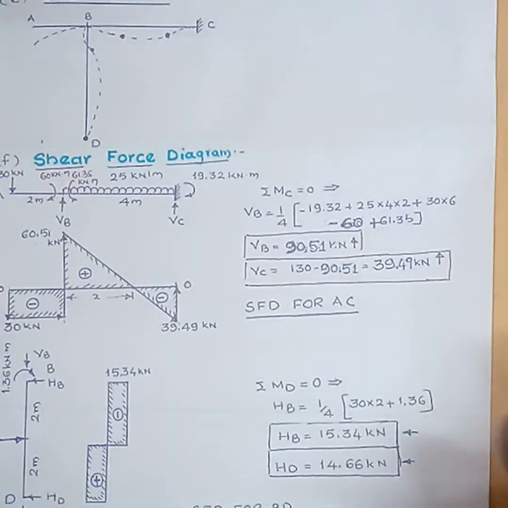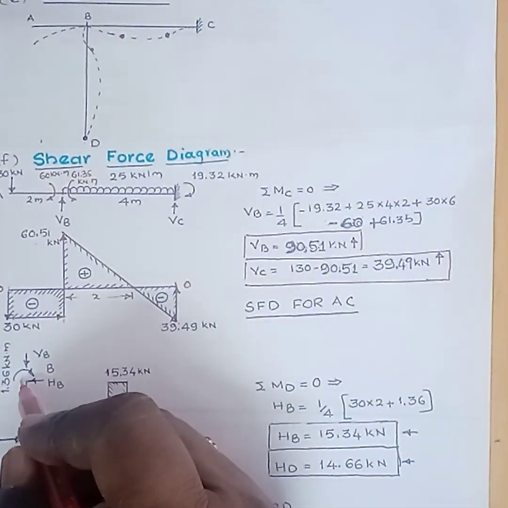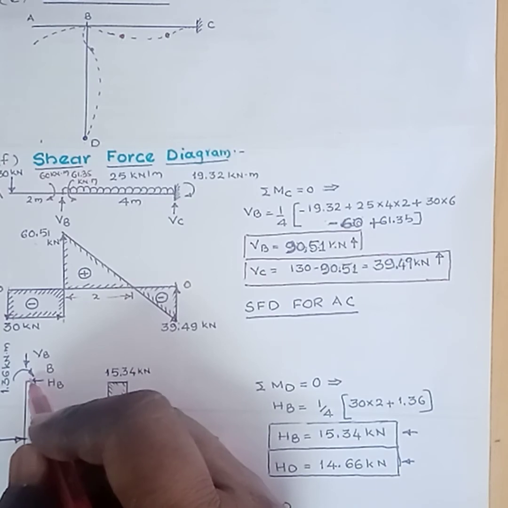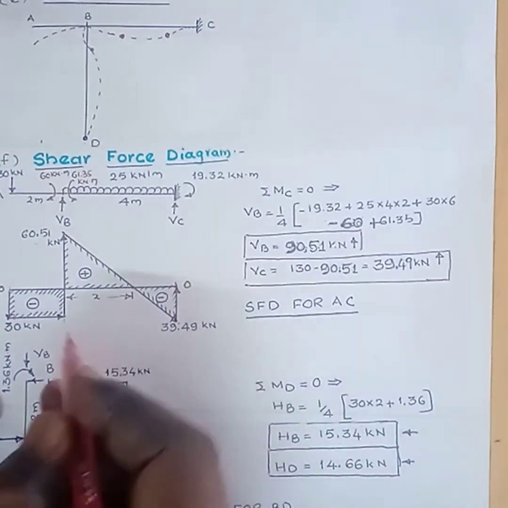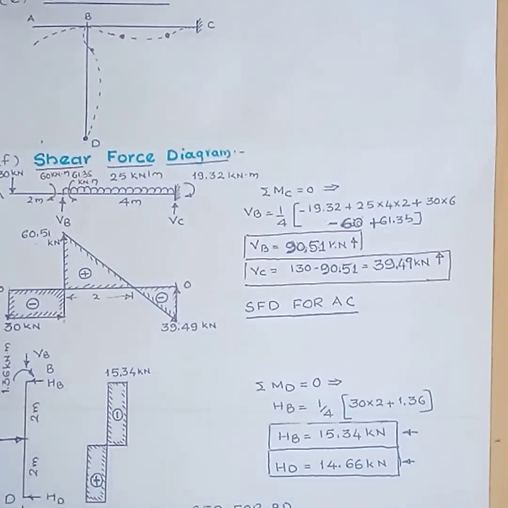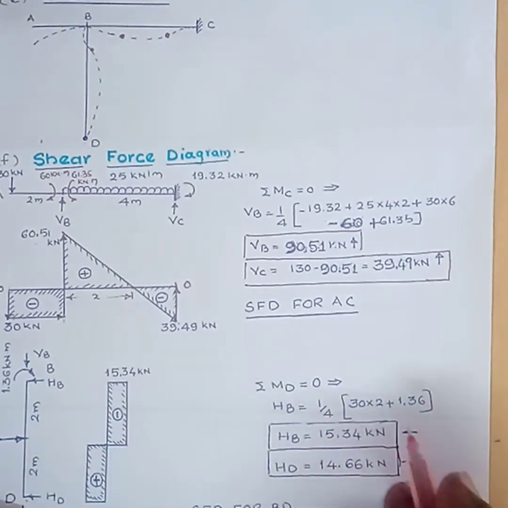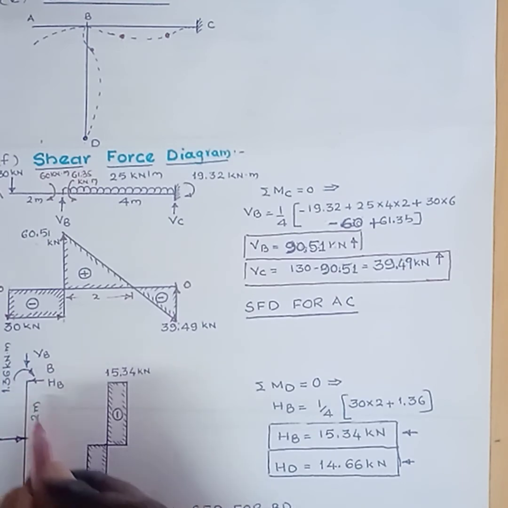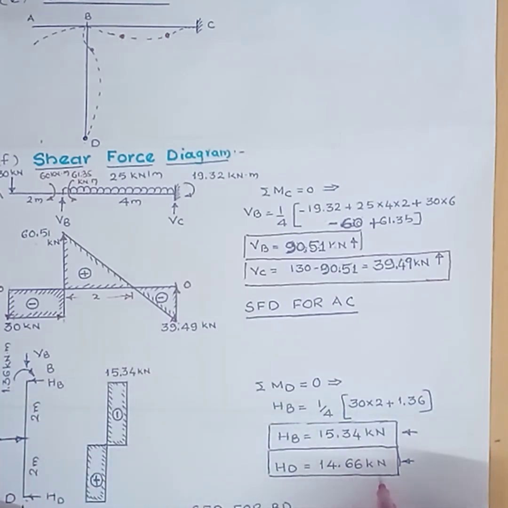Then for B to D, here this one is 1.36 kilonewton meter. This one is HB, this one is HD. Here this is VB, this is VD, this is 30 kilonewton. By taking summation of MD equals 0, then HB equals 15.34. The assumed direction is correct, that is towards left side. HD equals 14.66 by applying the equilibrium condition. Then left upward is positive, this is 14.66.